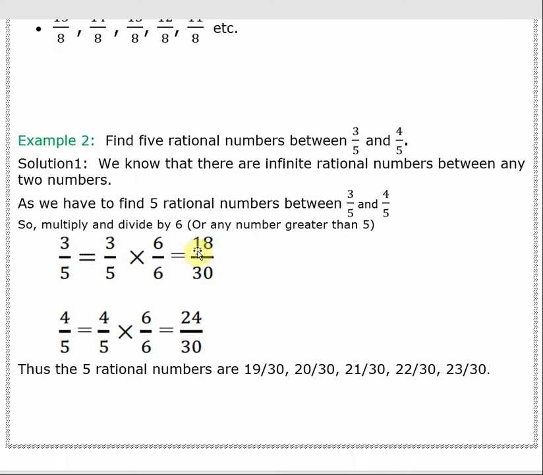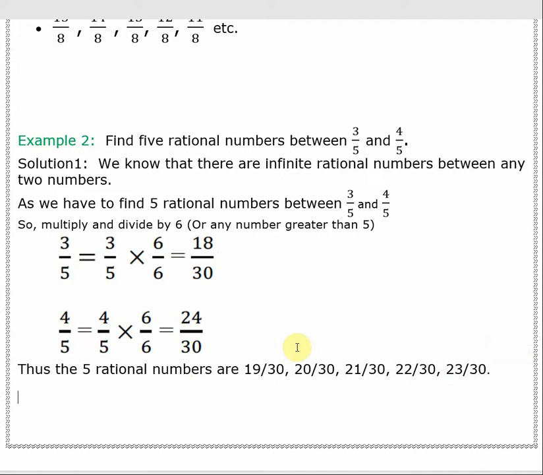So we have got 3 by 5 as 18 by 30, 4 by 5 as 24 by 30. Obviously from these two expressions we can understand that the fractions in between 18 by 30 and 24 by 30 are 19 by 30, 20 by 30, 21 by 30, 22 by 30 and 23 by 30. Exactly 5 rational numbers we have found.